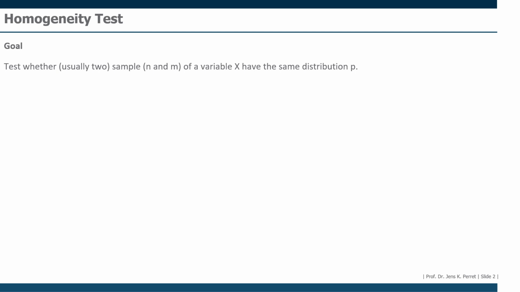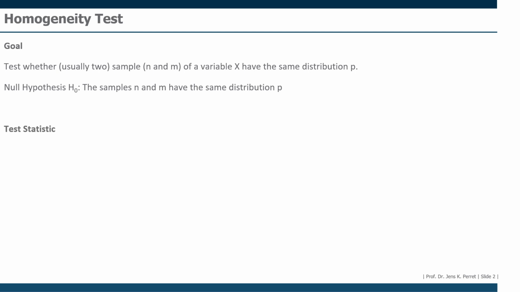It doesn't test whether they have comparable distributions, but tests whether they both follow a joint distribution. So there's only one distribution we're talking about and not two which we are comparing. Our null hypothesis, therefore, is that the two samples share the common, the same distribution p.